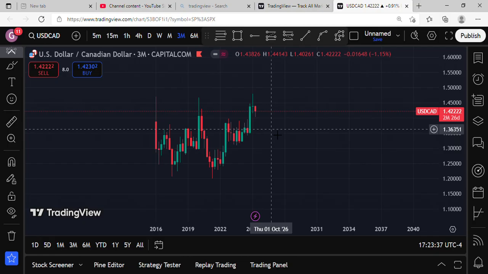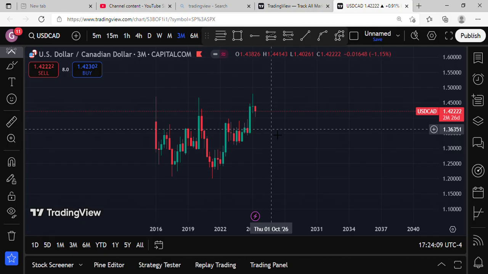where GBPCAD, EURCAD, AUDCAD, NZDCAD are going, because it's just like the DXY and EURUSD. And when you know where USDJPY is going, then you most likely know where the other JPY pairs will be going. If you know where USDCHF is going, you know where the other CHF pegged pairs are likely to move. So without any further ado, let's just move into this.